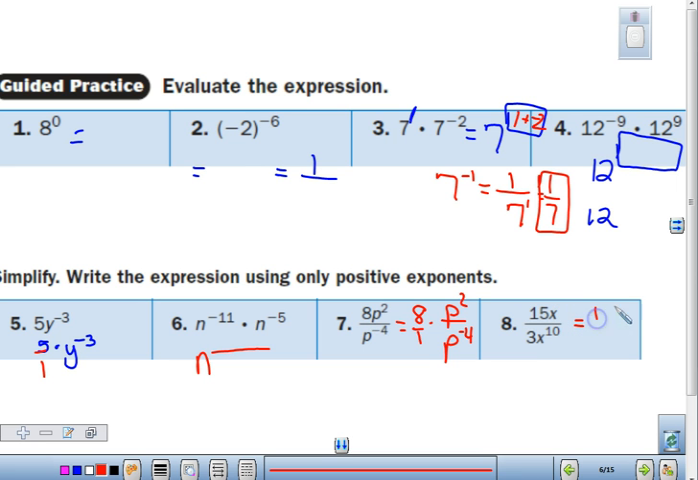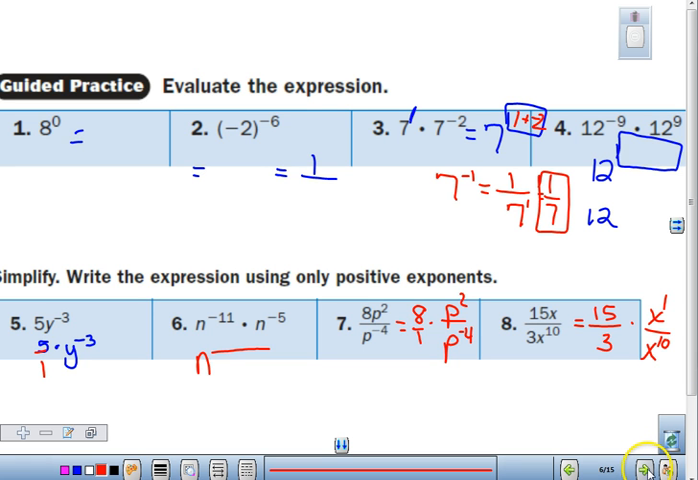Here, yes, I would put the two numbers over each other. You know how to simplify fractions, do that. And then put the x's over each other. Remember, that's x to the first and x to the 10th. Again, only positive exponents. So when you come into class tomorrow, I should see these. We will look at these to go over.